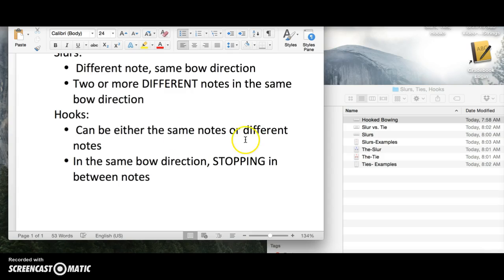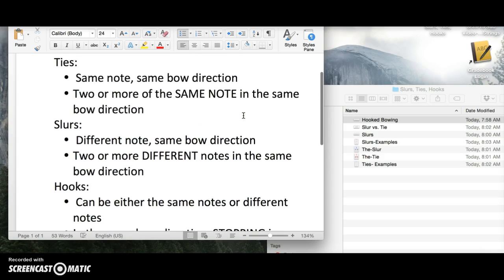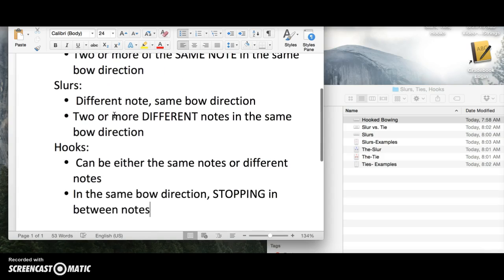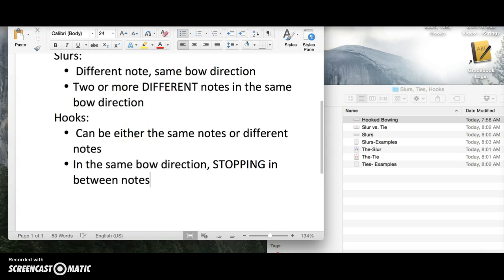Okay, now just to clarify and kind of review here, we have ties: same note, same bow direction, two or more of the same note in the same bow direction. Slurs: different notes, same bow direction, two or more different notes in the same bow direction. And hooks, which can be either the same notes or different notes in the same bow direction, but stopping in between notes.